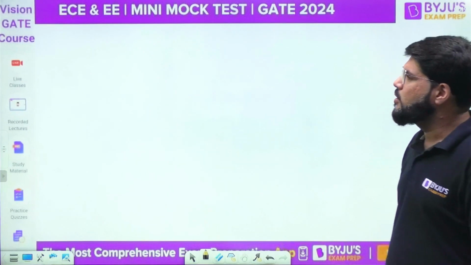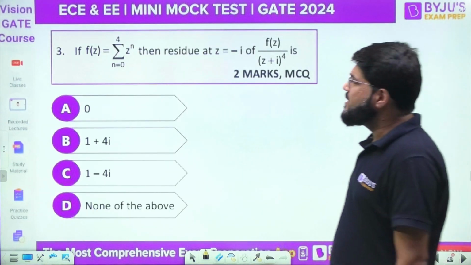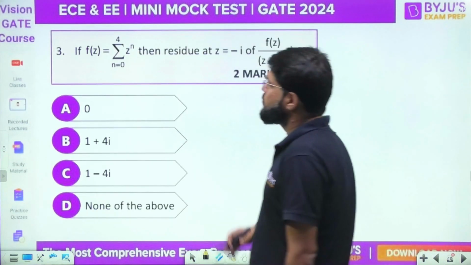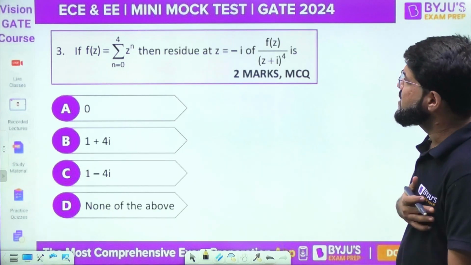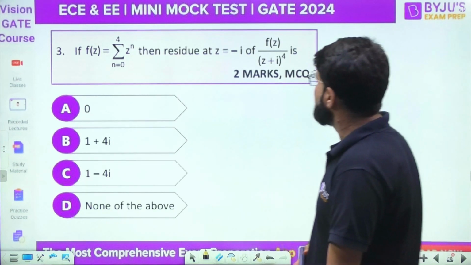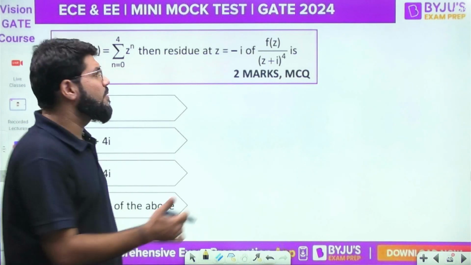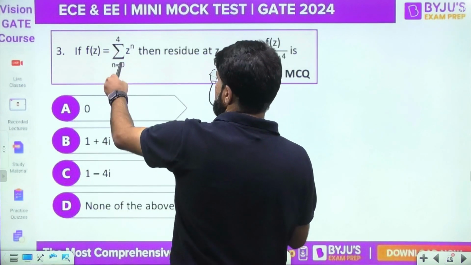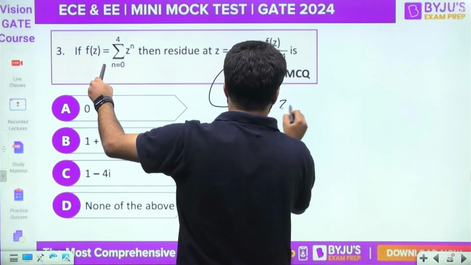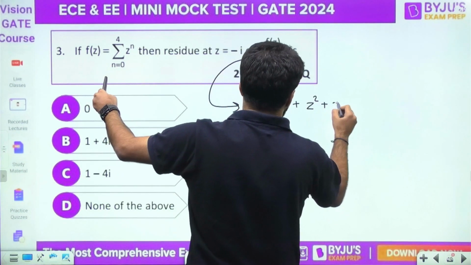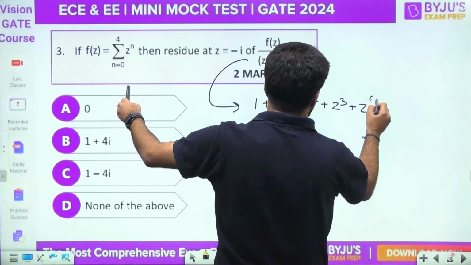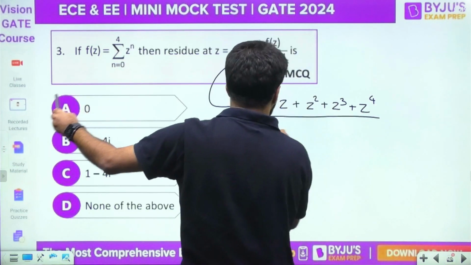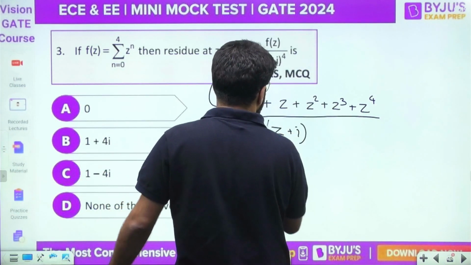Done? Third question, guys. If f(z) is equal to the summation of z^n, from n equal to 0 to 4, then find the residue at z equal to minus i of the function f(z) upon (z plus i)^4. So what is the actual function? f(z) is the summation 0 to 4: z^0, that is 1, then z, then z square, then z cube, then z power 4, divided by (z plus i) power 4.